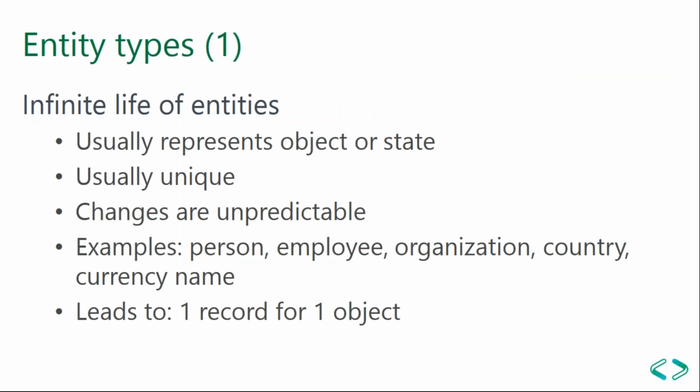When I talk about entities, I usually divide entities into two types. The first type of entities represents objects or states. It represents some unique objects from the natural world, from virtual world. It's an object of information. They are very rarely changed, and it usually leads to one record for this unique object.